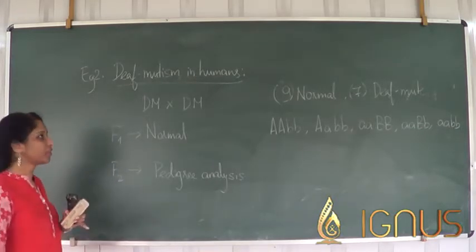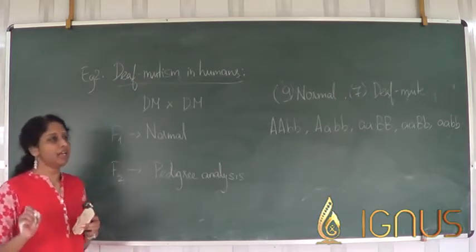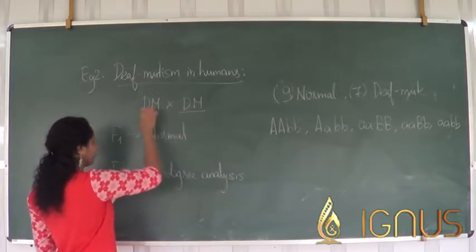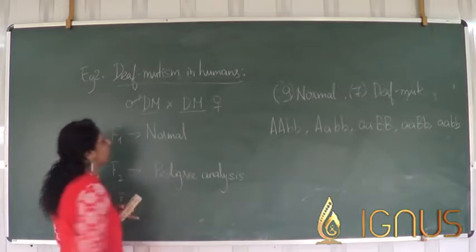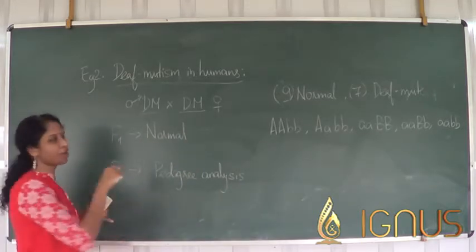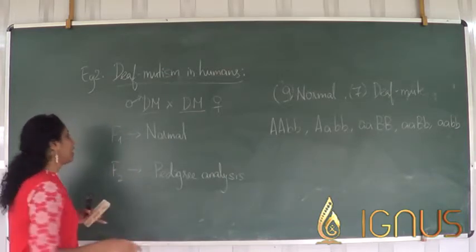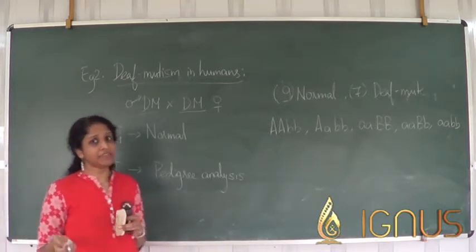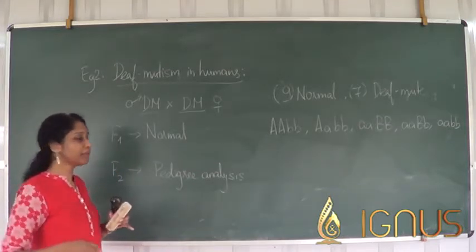Okay, another example for complementary genes is deaf mutism in human beings. If you take a deaf mute person and mate them with another deaf mute person, so this is a male being mated with a female, you would have normal human beings, as in they have normal hearing and normal speech pattern. They are neither deaf nor mute. Now if you would self-cross F1, because we are talking about human beings, we cannot self-cross them because interbreeding is not allowed in human beings.